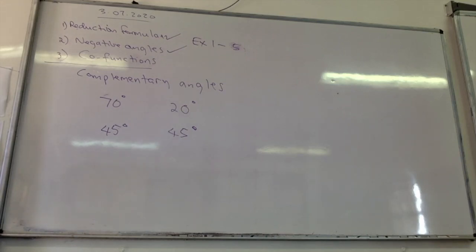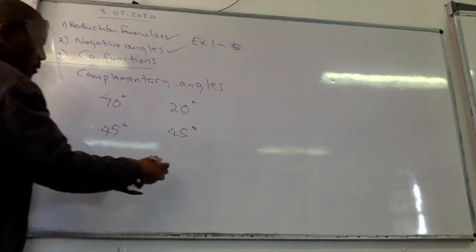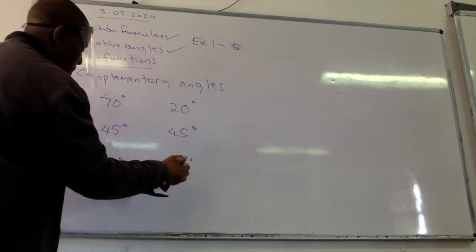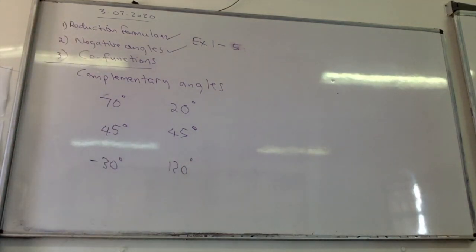I need one of them to be negative now. A pair where one of them is negative, yes. Minus 30 and 120. Minus 30 degrees and 120. Yeah, that's right.